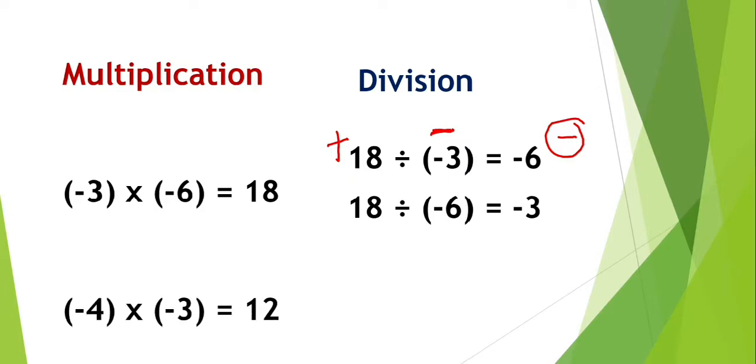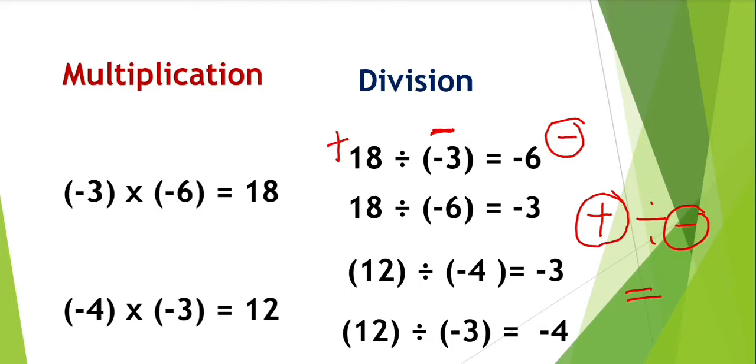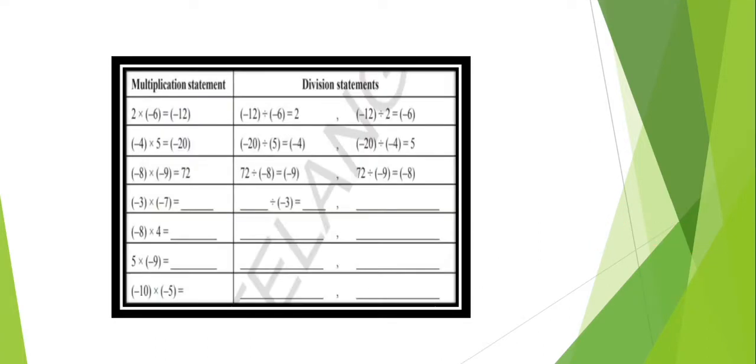See this: minus 4 into minus 3 is equal to 12. So we can say that 12 divided by minus 4 is equal to minus 3, and 12 divided by minus 3 is equal to minus 4. From this observation, we can say that when we divide a positive integer by a negative integer, our result is a negative integer. Plus divided by minus is equal to minus. So, by the same concept, fill this table. It is in your textbook. Just see this and fill the table.